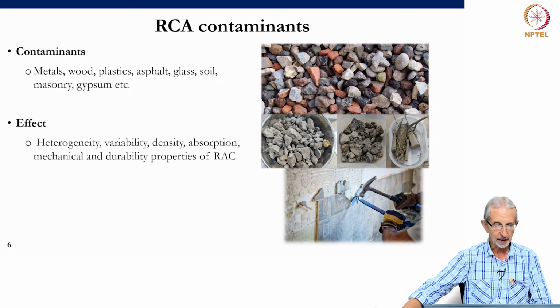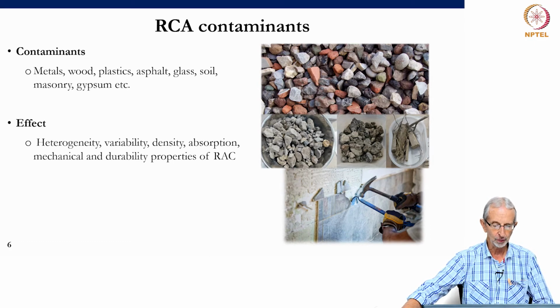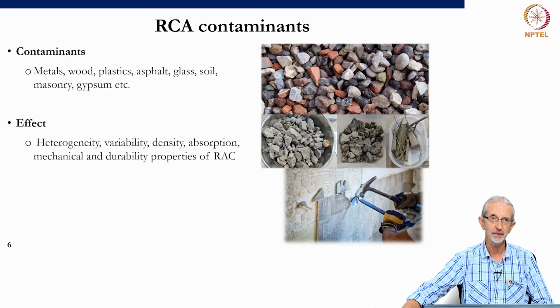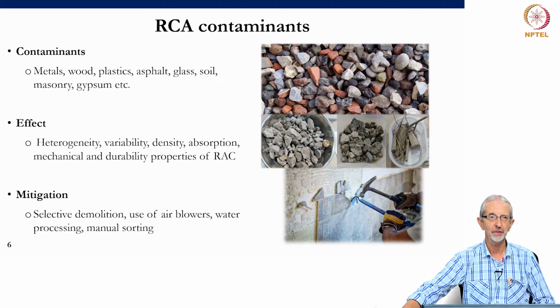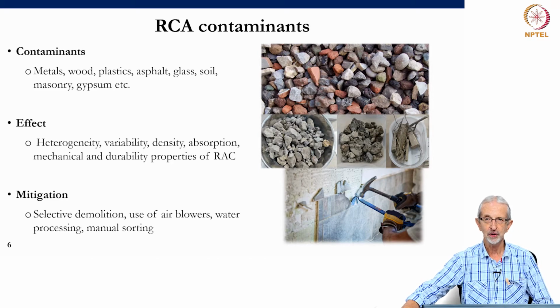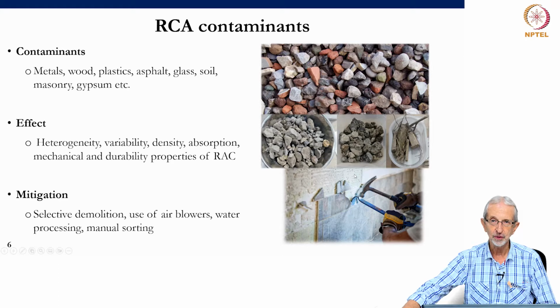So the effect of these contaminants is to bring in extra heterogeneity, variability, variable density. The absorption will change. Mechanical and durability properties will also be affected by these contaminants, and hence we'd rather not have them. And how to mitigate? Well, selective demolition is what I've already spoken of. Separation at source. There are means like air blows or water separation where the different densities can be separated in that way, or even possible manual sorting. These days we're even looking at robotic sorting. So if we do have a mixed waste, one can possibly still use it, but it will add extra effort and cost to the whole process.